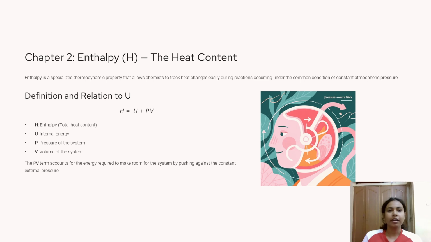Our next topic is enthalpy. Unlike internal energy, enthalpy is more practical and applies to a lot of chemical reactions, because enthalpy is defined as the heat content in a system that is calculated under constant atmospheric pressure. The equation we have for enthalpy is H is equal to U plus PV. H is enthalpy, U is the internal energy, P is the pressure of the system, and V is the volume of the system. The PV term accounts for the energy required to make room for the system by pushing against the constant external pressure.